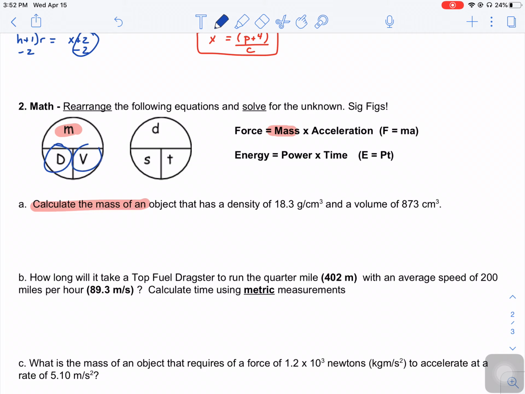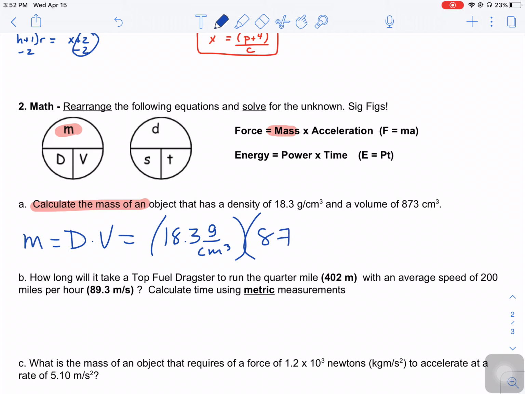So I think that I am going to use the circle form of the density equation. Now I'm solving for mass. So I guess what I need to do first is rearrange my equation. M equals D times V. And when I plug in my numbers, my density is, I'm going to put it in parentheses, 18.3 grams per centimeter cubed. I'm showing my units, and my volume is 873 centimeters cubed.